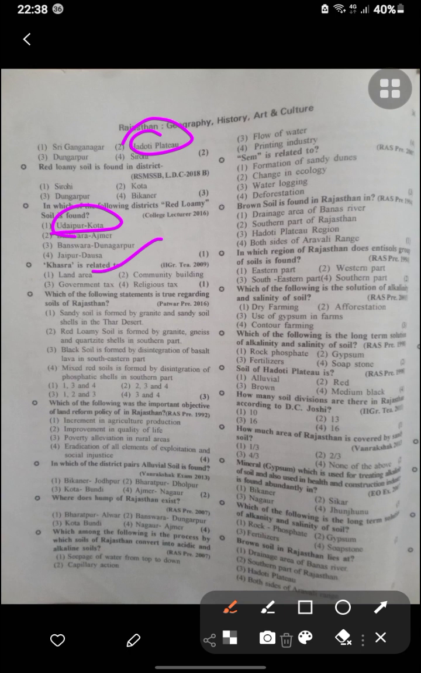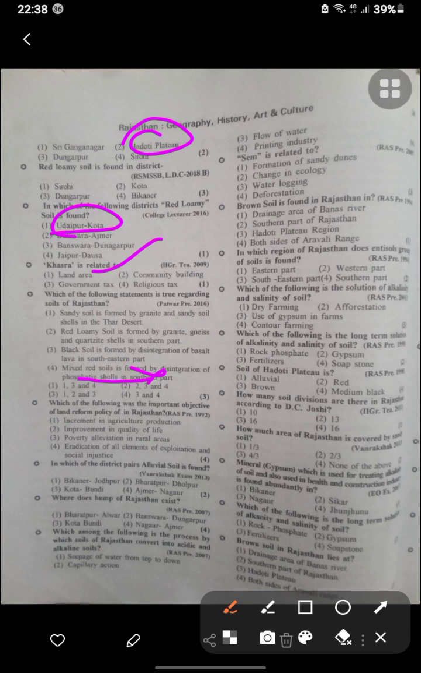Which of the following statements is true regarding the soil of Rajasthan? Mixed soil formed by disintegration of phosphoric, that is not true. Sandy soil is formed in the Thar desert. Red loamy soil is formed by granite, gneiss and quartzite. And black soil is formed by the disintegration of basalt.